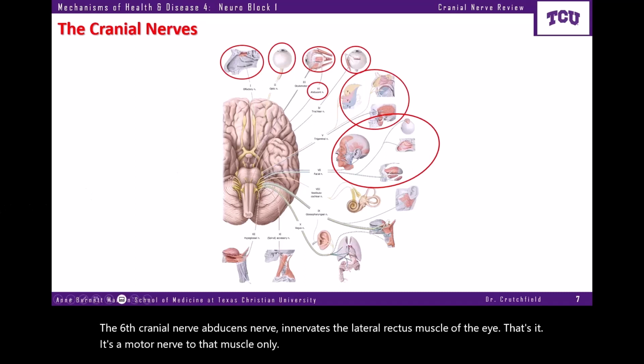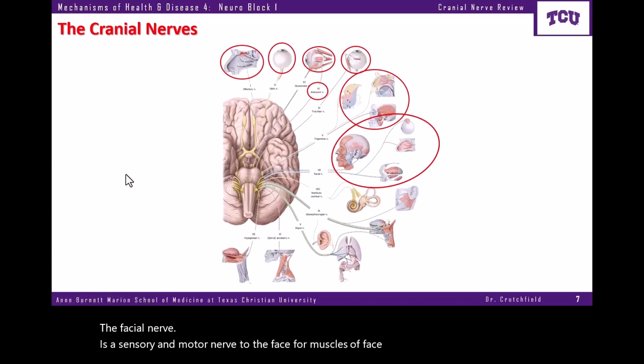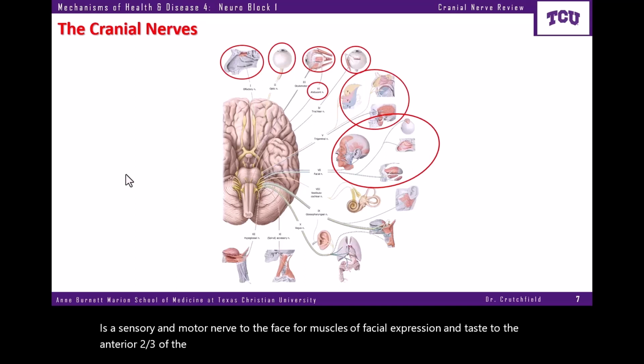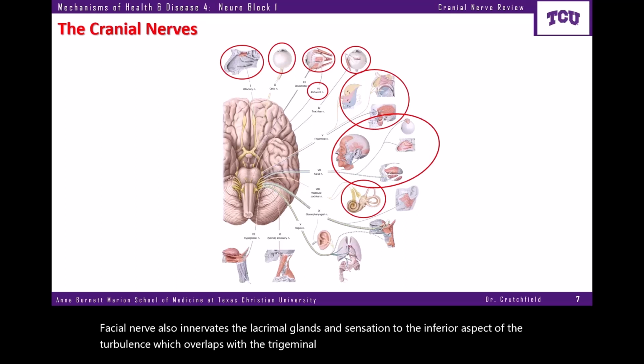The facial nerve is a sensory and motor nerve to the face for muscles of facial expression and taste to the anterior 2/3 of the tongue, and innervation to the parotid gland. Facial nerve also innervates the lacrimal glands and sensation to the inferior aspect of the turbinates, which overlaps with the trigeminal nerve. Cranial nerve number 8, the auditory nerve, i.e.